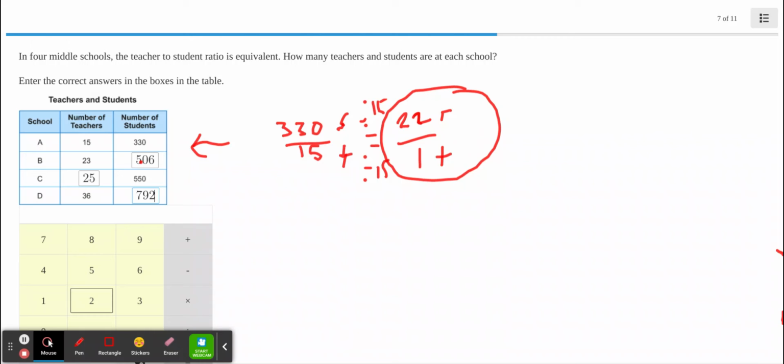This is one of the most missed problems on the test. But remember, all you're doing is multiplying or dividing each number by 22 to get either the number of teachers or the number of students. So again, those answers would have been 506, 25, and then 792. All right. There was the answer for that one. If you've got questions, again, make a note of that, and we can talk about it on Tuesday when we get to class.